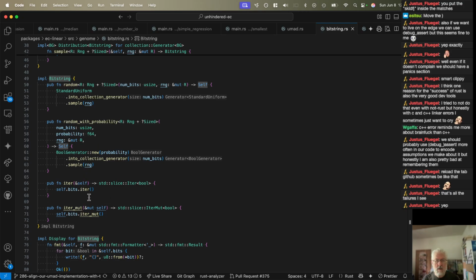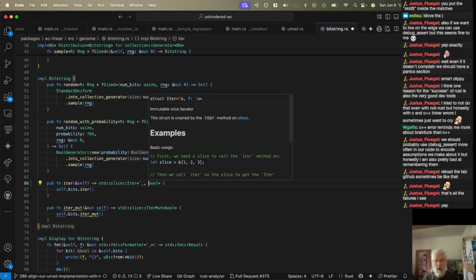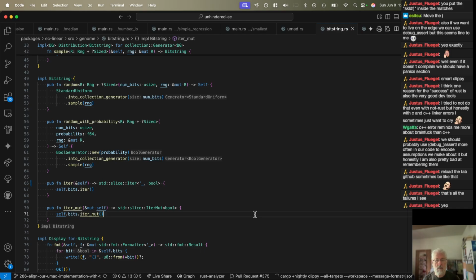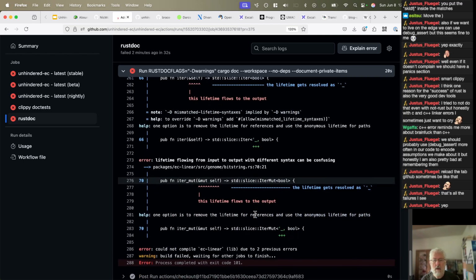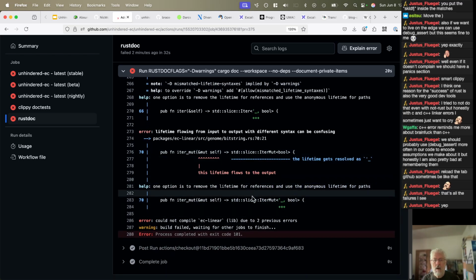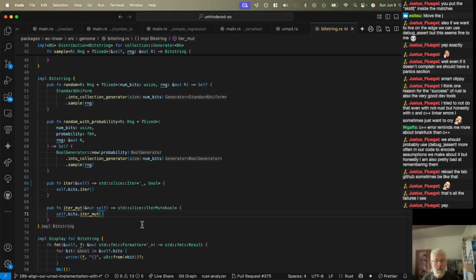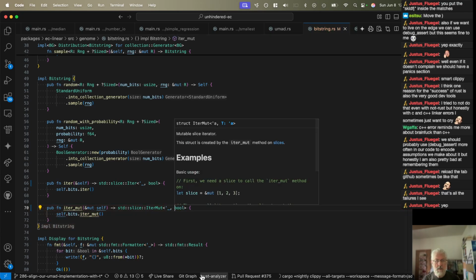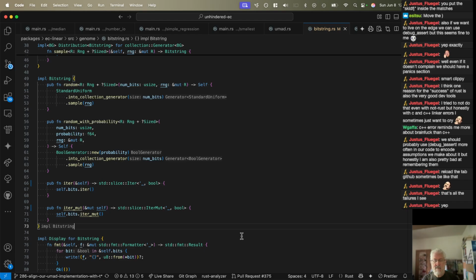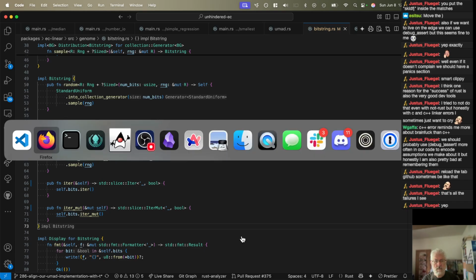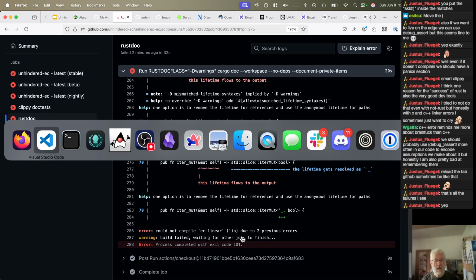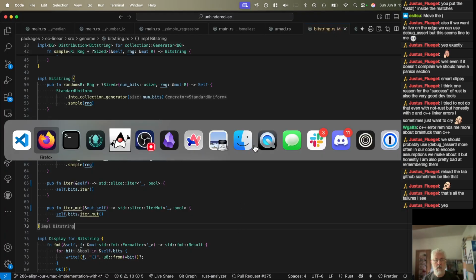So this iterator, it wants a lifetime there. And that's it. Oh, and line 70 of bitstring. Here, same thing. Wrong place. That lifetime in there. Okay. So maybe we can commit.